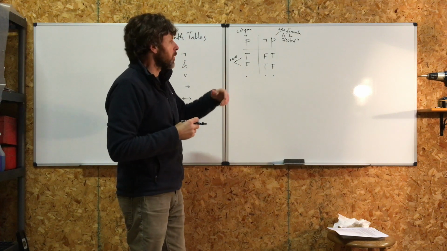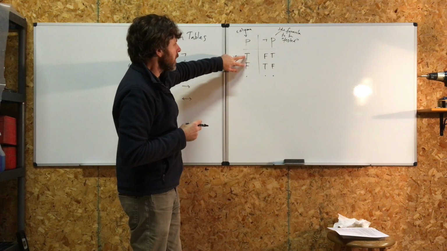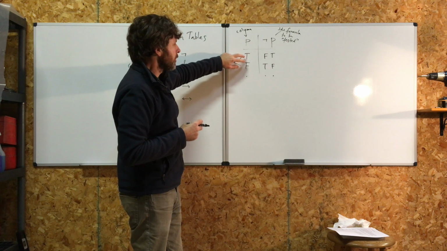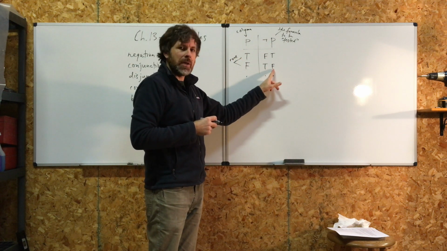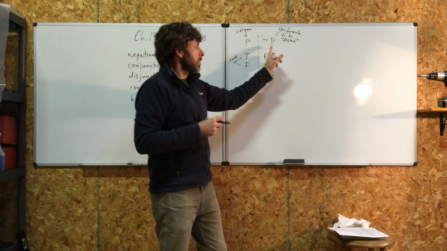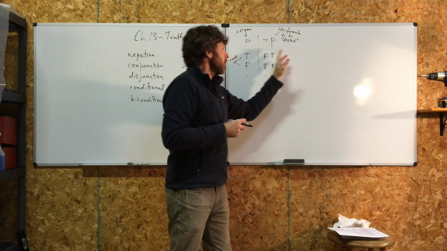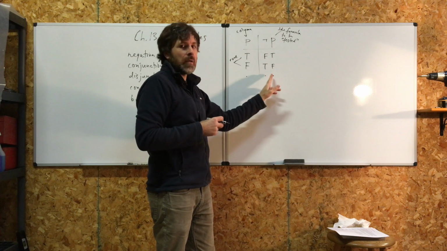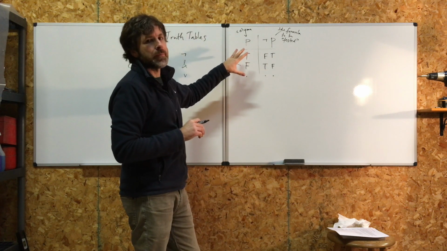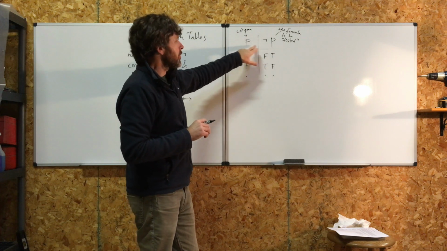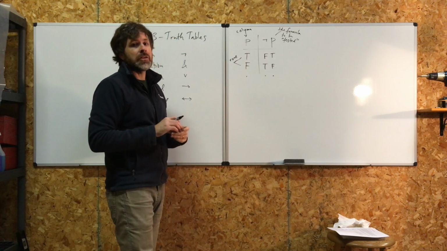In effect what we're doing is we're taking the values under P here, we are copying them and pasting them over here. Every time you see P in whatever formula you get, you're going to have the same column repeated over and over and over. We've just truth tabled the operation of negation.